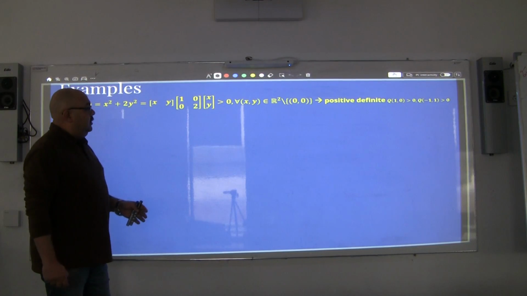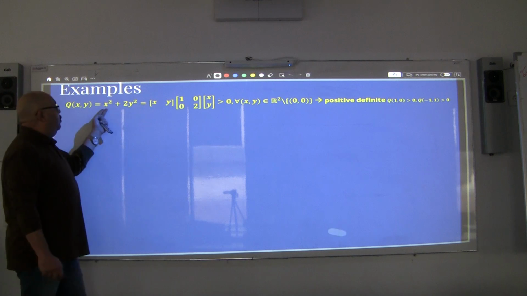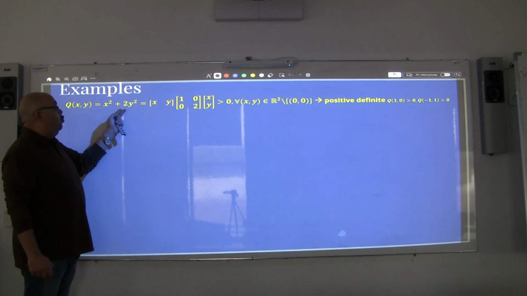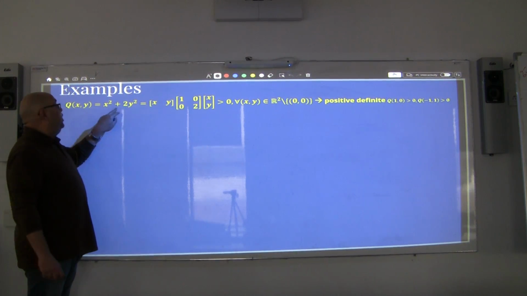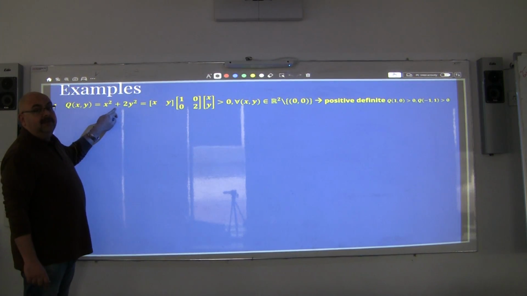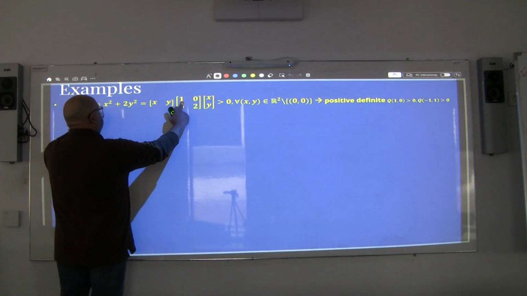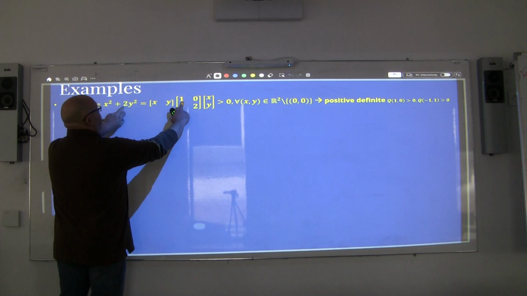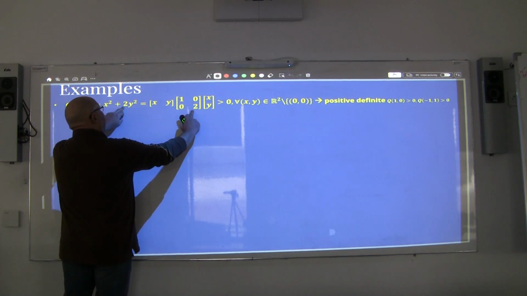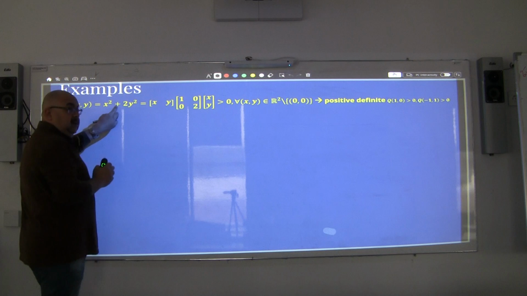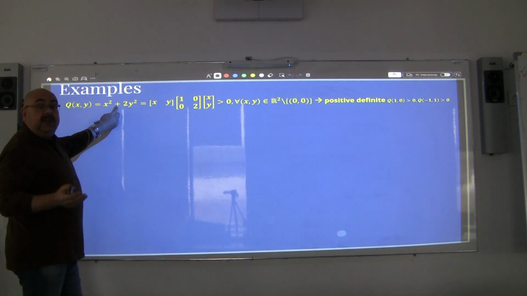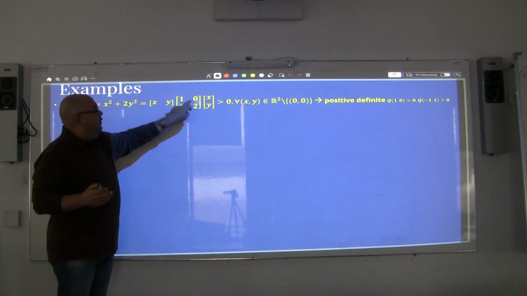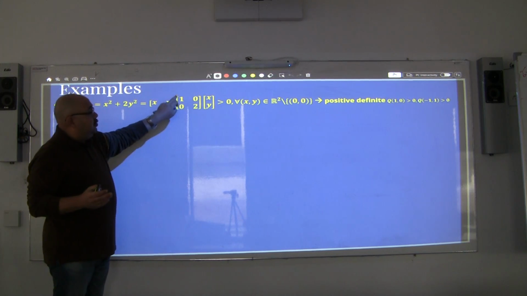So, for example, if I have this quadratic form, which is x squared plus 2y squared, I can easily put it in a symmetric matrix. I don't have the xy element, so its coefficient will be zero. So I will take 1 for the 1,1 element, and the 2 for the 2,2 element. And then, since we are missing the next term, which is xy, the coefficient is going to be 0. I will put 0 over 2 and 0 over 2. That's the matrix that we are dealing with.